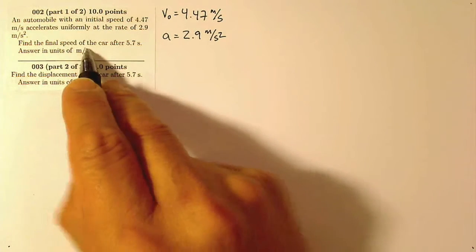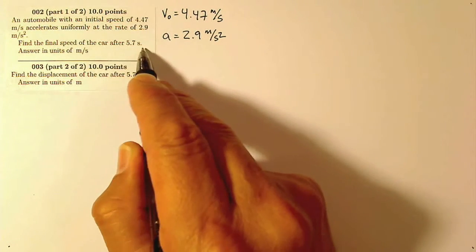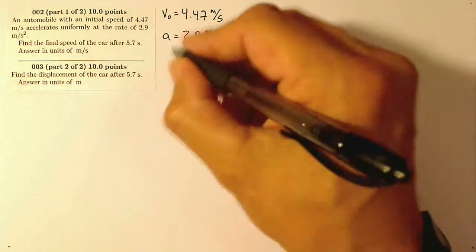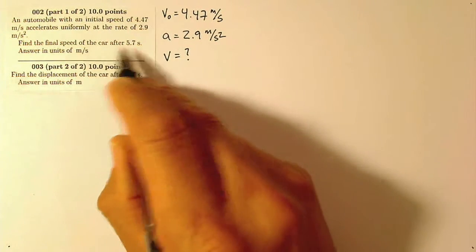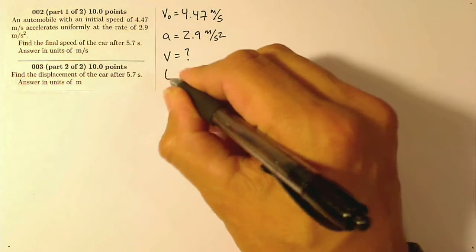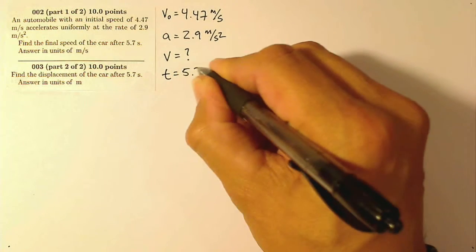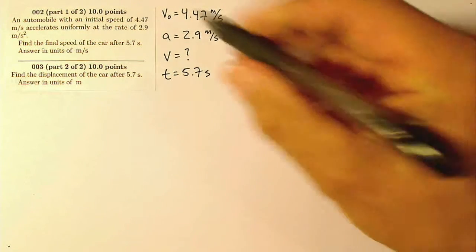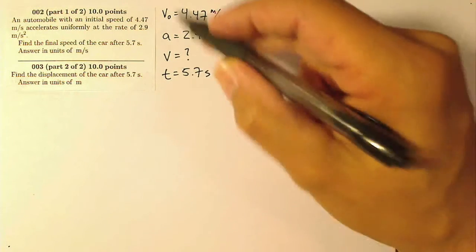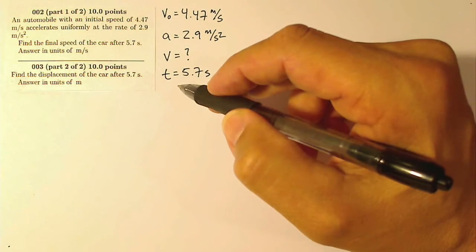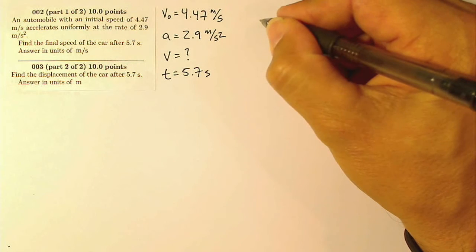The question continues. It says, find the final speed of the car after 5.7 seconds. So what am I looking for? The final speed of the car. So I'm going to write v equals question mark after 5.7 seconds. So I have a time of 5.7 seconds. Now I've got an initial velocity, an acceleration, a final velocity, and time. What I don't have is a displacement. Well, I do have an equation that leaves out displacement.